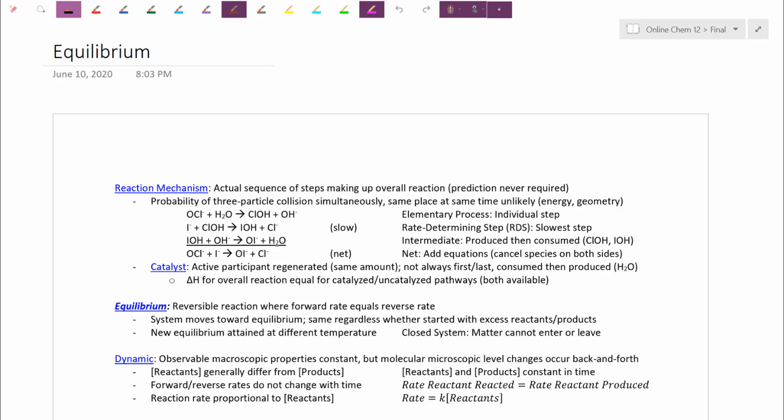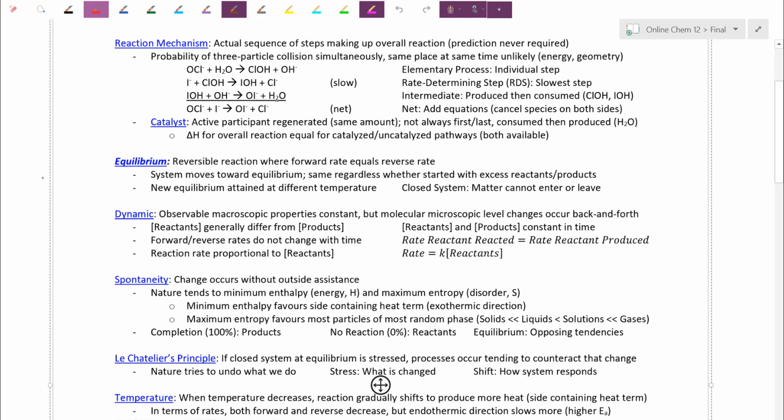Morning, everyone. So we're going to continue with our final preparation in reviewing some of the main concepts that we learned in Unit 2. This Unit 2 here was a section on equilibrium.